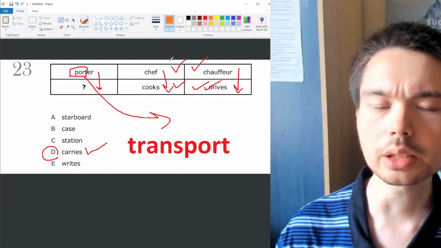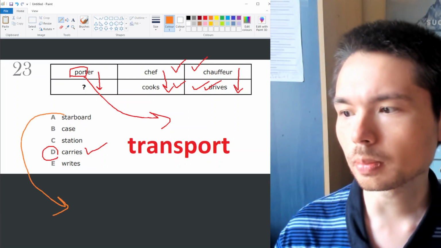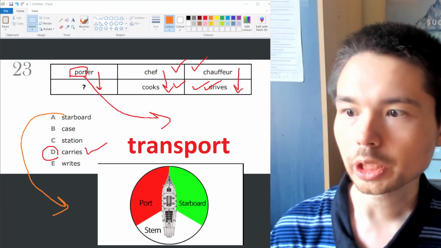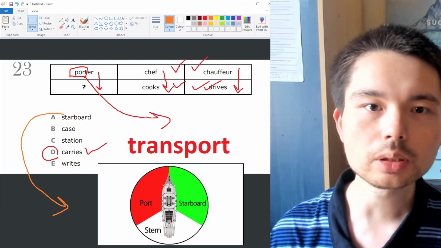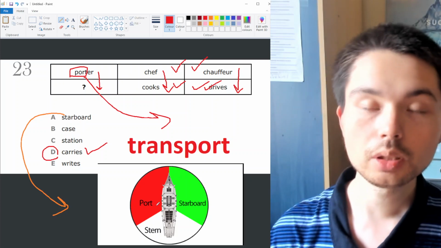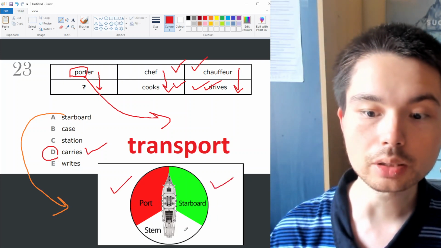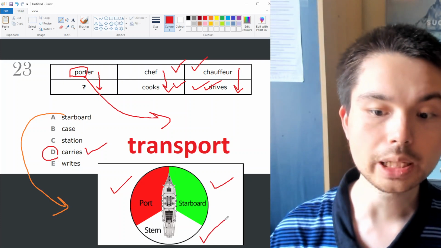Starboard, I have no idea what that is. I'm going to Google that for you guys. Let's see what that is. Here we go. A starboard is actually the right side of a ship. So let's say we have a big looking ship like this. The port is the left, the starboard is the right, and the stern is the back.